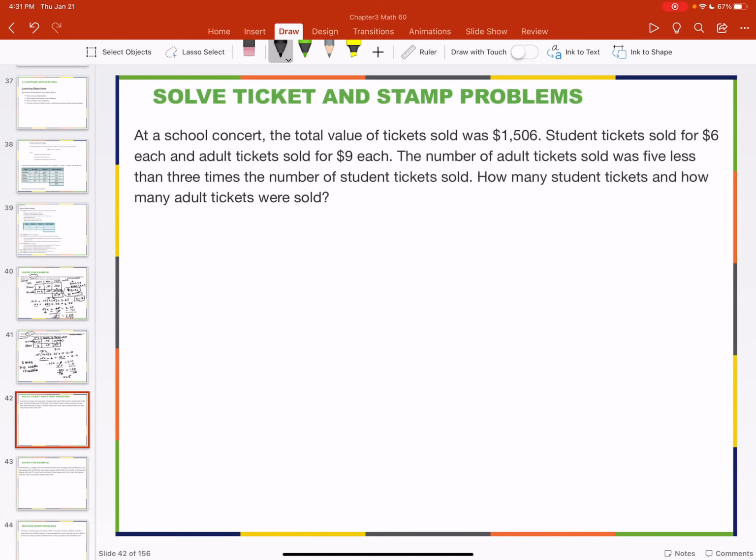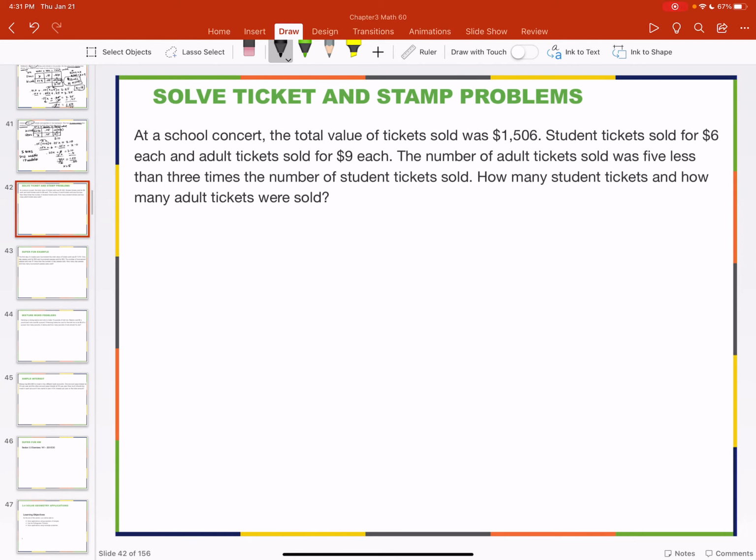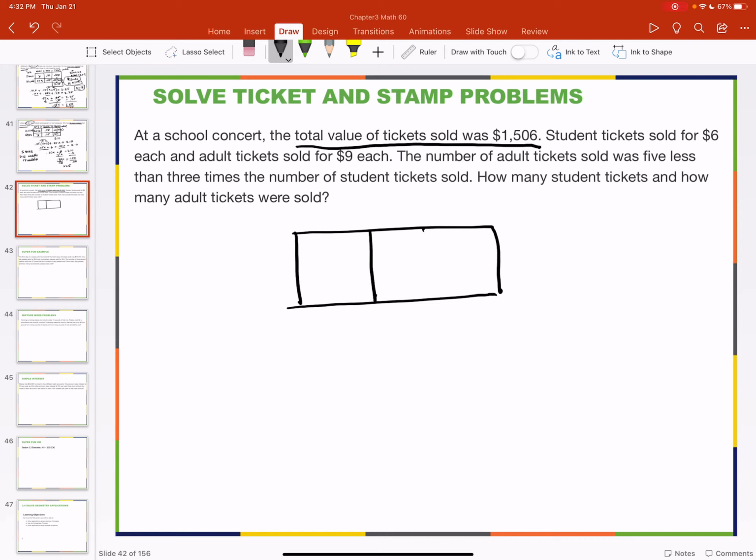Okay. All right. So here, we're going to use the same concept to do ticket and stamp problems. So the school concert, the total value was 1,506. Student tickets sold for $6 each, and adult tickets sold for $9 each. The number of adult tickets are 5 less than 3 times the amount of student tickets sold. So we have here quantity times value equal total value.